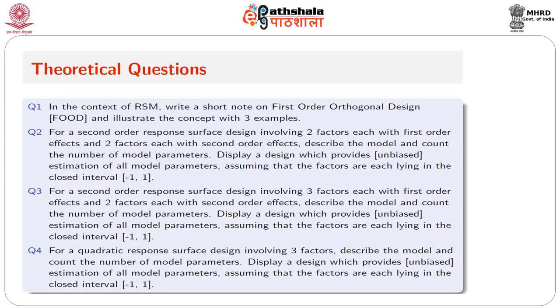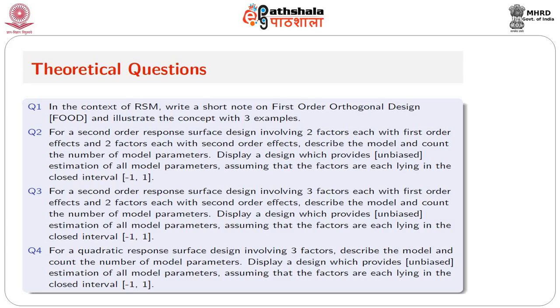Okay. Yes, absolutely. And then display. So we need to display a design which provides unbiased estimation of all model parameters. Here we will assume that the factors are each lying in the closed interval -1 to 1. Okay. So I know all the parameters, I know the model, I know the estimability condition, the rank of the matrix capital X should be full rank, full column rank depending on the number of parameters that are available. So you have to accordingly find out, we have to display the covariate values of the regressors. We have to start with a certain number of data points and come up with an example where we can get estimation of the model parameters. Okay, that's a good exercise. And then what is problem number 3?